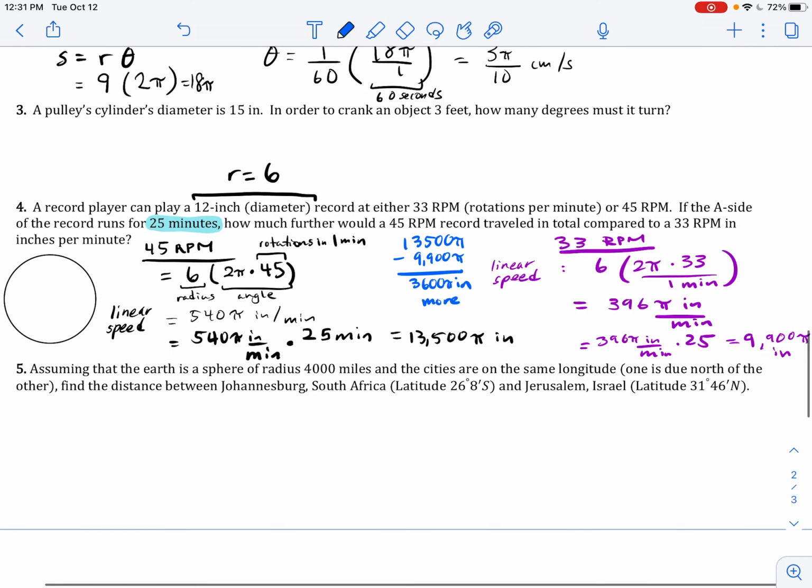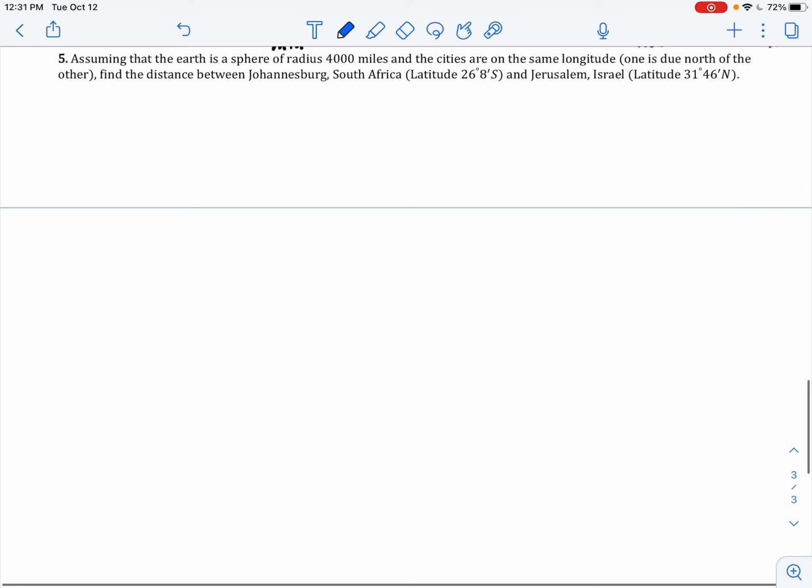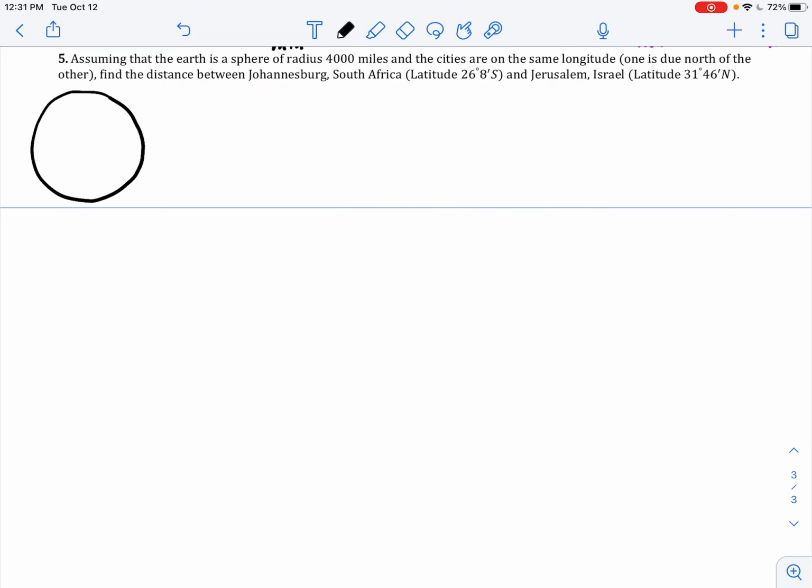Let me do one more problem because I think this last one is actually a good one. Unfortunately, now I have some space to work with. Assuming that the Earth is a sphere, okay, for all of you flat earthers out there, last time we all checked, meaning the smartest people in the world checked, it was not flat. It's actually a sphere. So assuming that the Earth is a sphere of radius 4,000, and I think that's more the assumption we're making. So we have a sphere here, and the radius is 4,000.